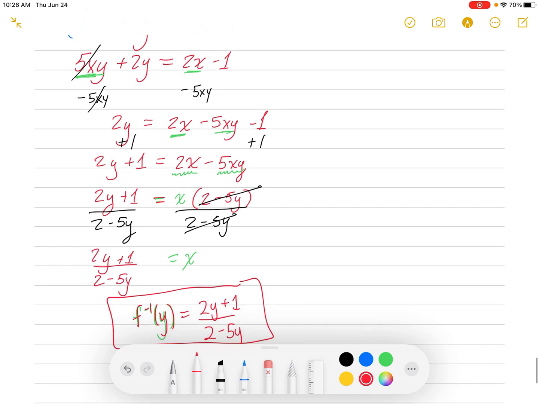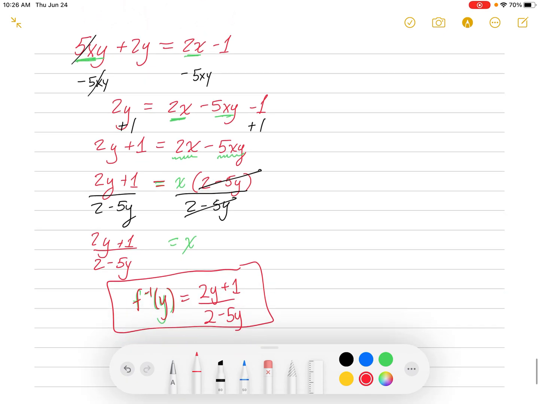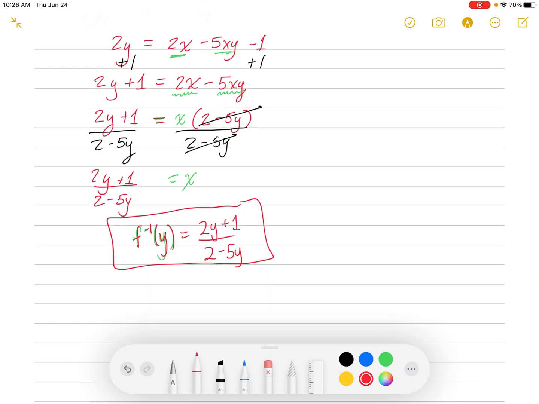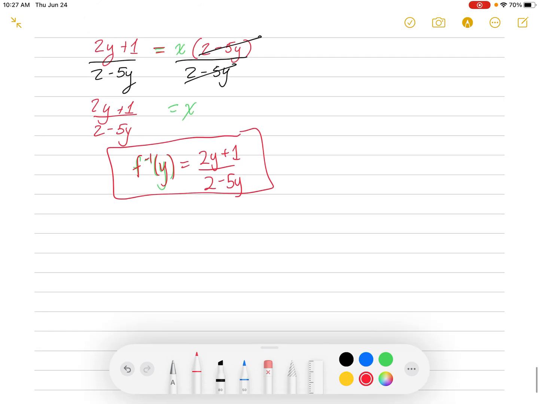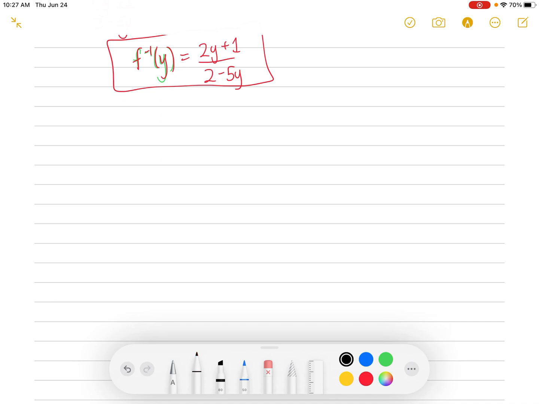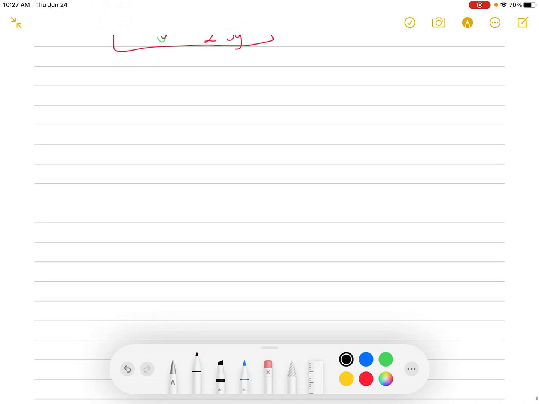So, I mean, there's a little bit of algebra, quite a bit of algebra involved. You have to be really careful. So the goal is always to get all the x's on one side and the non-x's on the opposite side. Once you have all the x's on one side, you factor out an x, and you can divide out by the factor that doesn't have any x's in it. And you get the x by itself, and then you just rename the x as inverse of y.